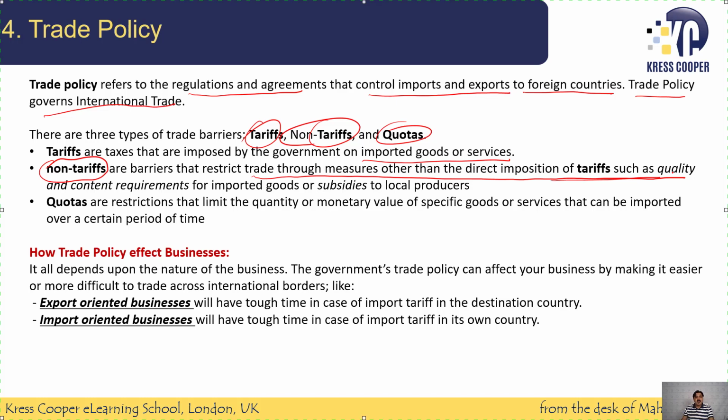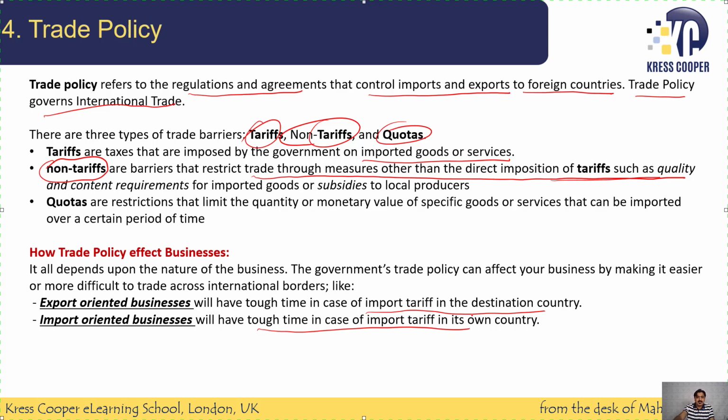How does trade policy affect businesses? The effect of trade policy depends on which type of business you are. Might be you are an export oriented business or an import oriented business. If you have an export oriented business, it will have a tough time in case of an import tariff in the destination country. If you are an import oriented business, it will have a tough time in case of an import tariff in its own country.